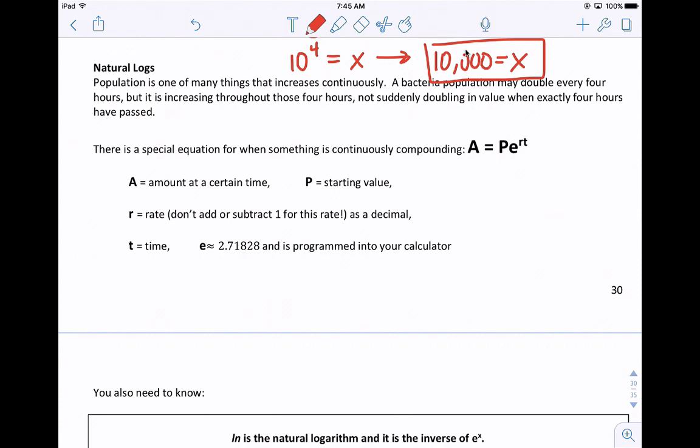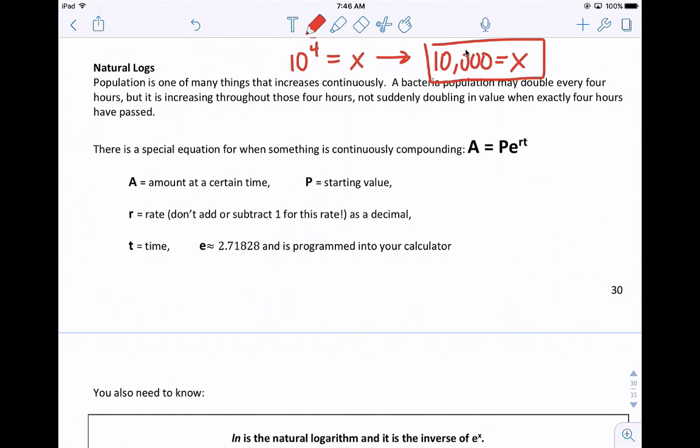And so there's a special equation when something is continuously compounding. It's A equals P e to the rt. All these stand for things we've looked at before. A is amount at a certain time. P is the principal, like the starting value. R is a rate. With rates, when we have a percentage, we've been changing it to a decimal. And with our other percentage problems, we've been adding to 1 or subtracting from 1. But in Pert, you just leave your rate as a decimal. You don't add or subtract to 1.